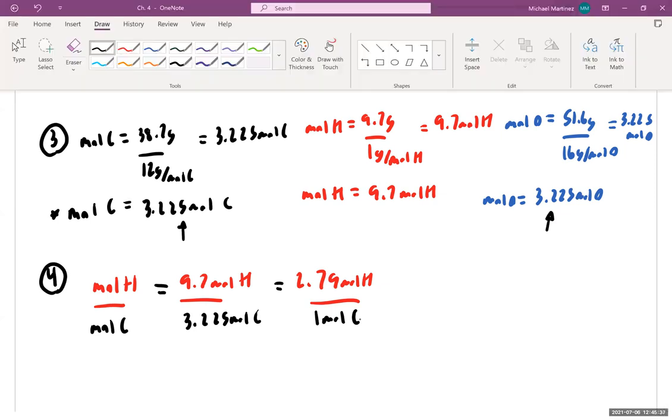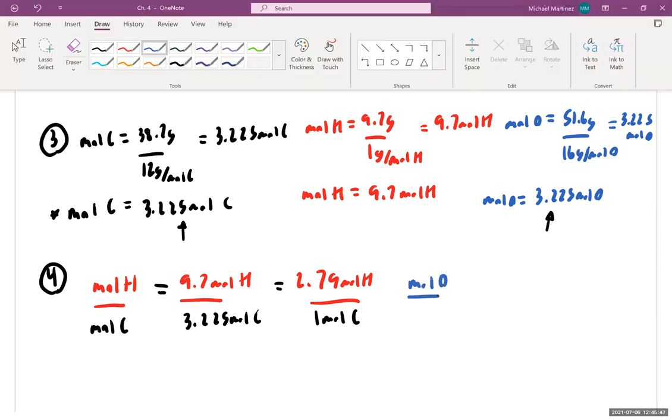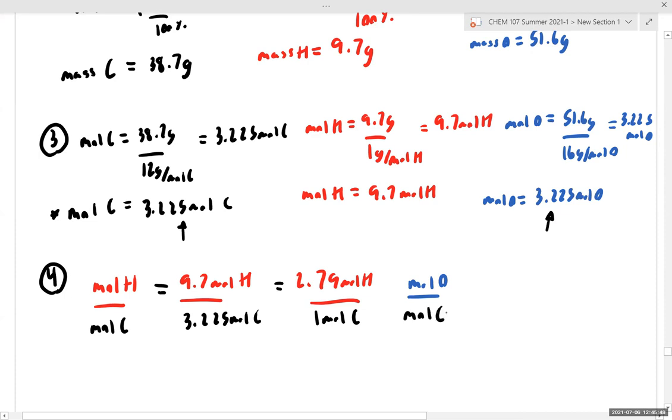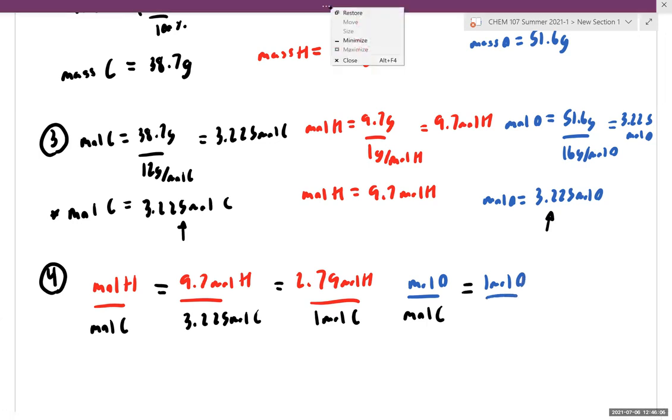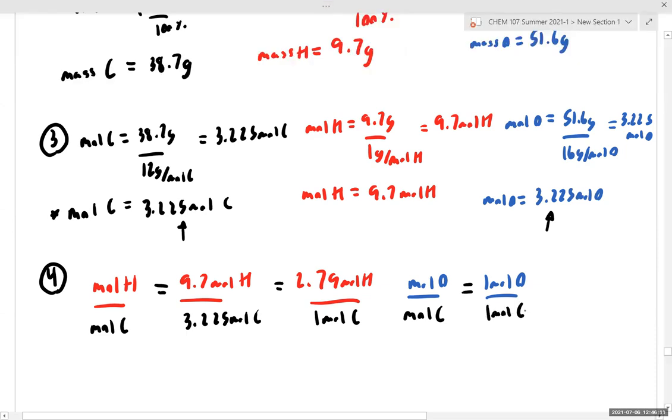Okay. Let's look at the ratio for the moles of oxygen per mole of carbon. In this case, what's our ratio of oxygen to carbon? 1 to 1. So we have 1 mole of oxygen for every 1 mole of carbon.